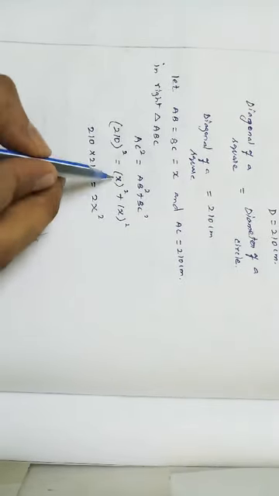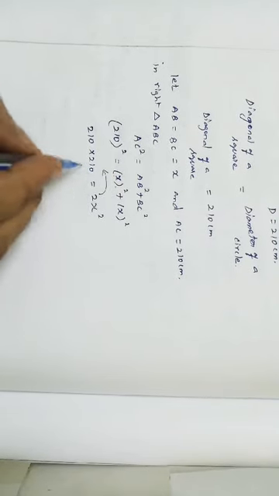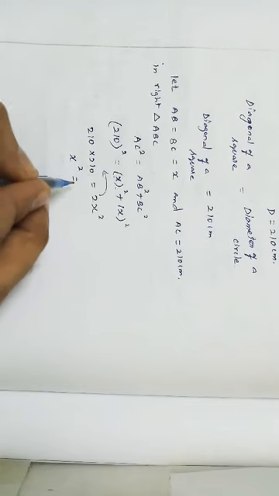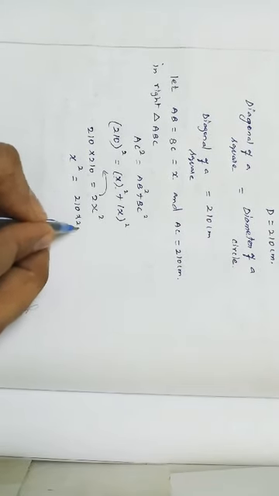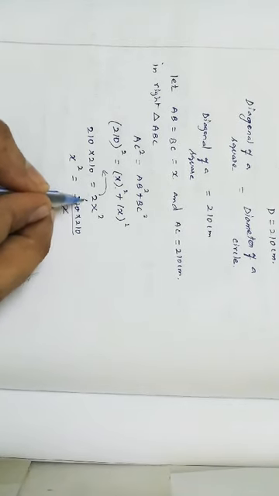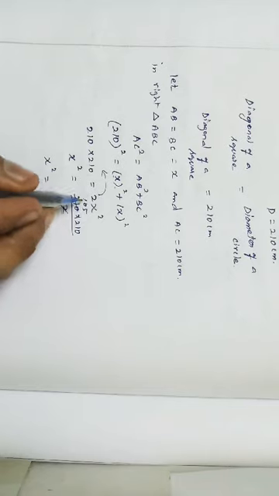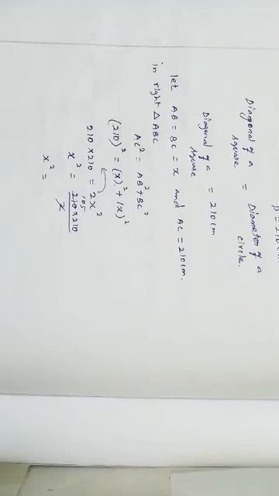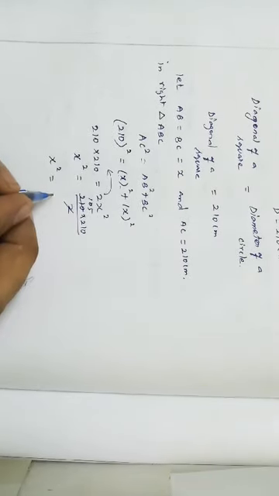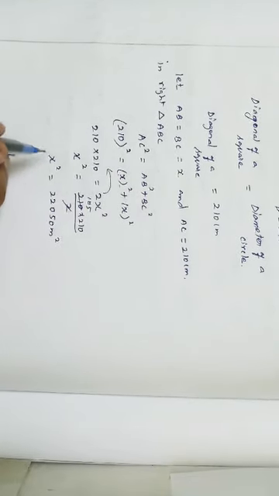Here x square plus x square are like terms, so 2x square. Taking 2 to the LHS, x square is equal to 210 into 210 divided by 2. Simplifying, 1 times 105 times. Then x square is equal to 210 into 105, which is 22,050 meters square.